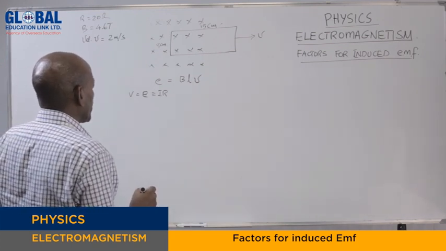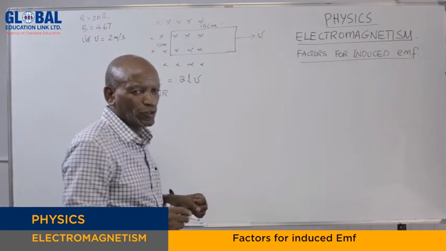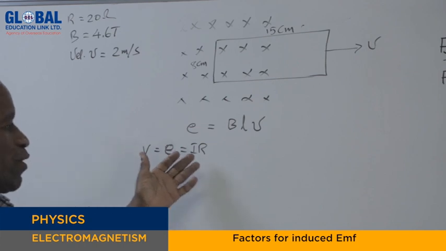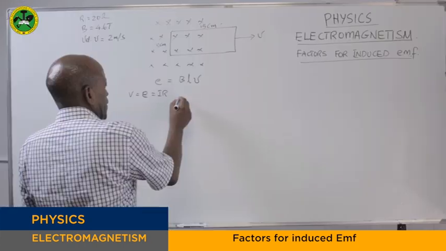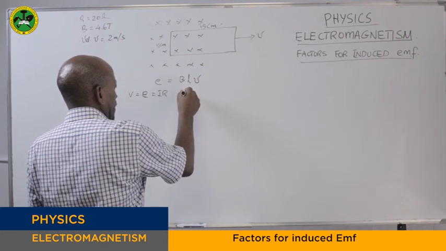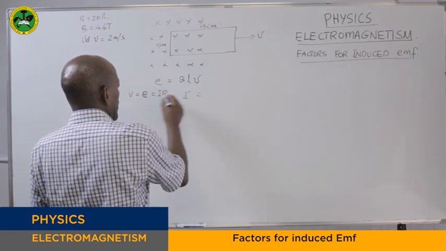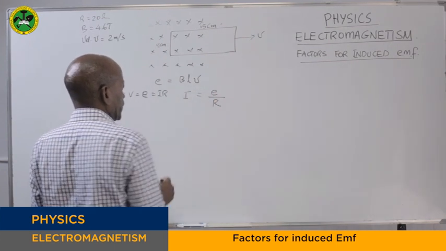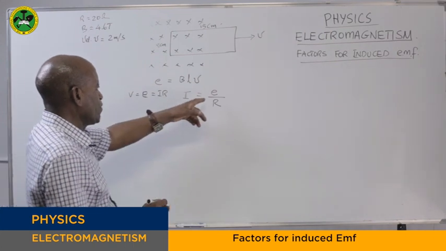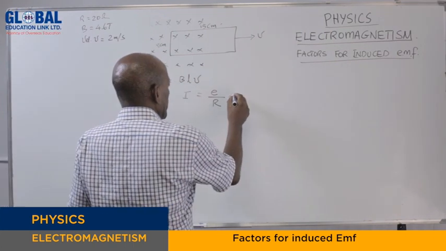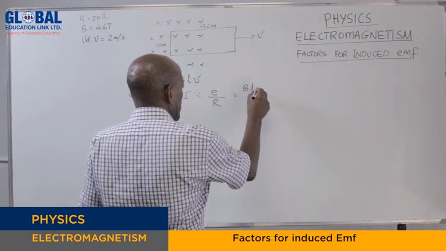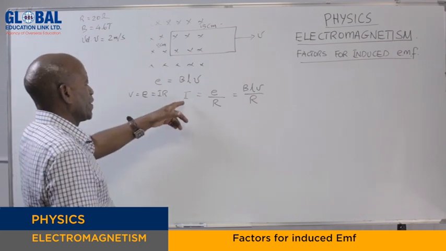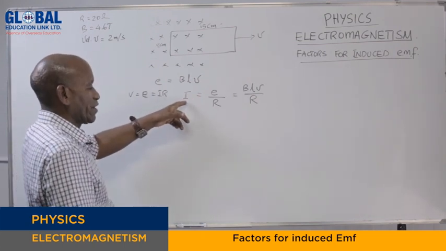We can solve this. The EMF E is equal to V, from Ohm's law, which is equal to I times R, such that the current I will be equal to the induced EMF E over R. And the induced EMF E is equal to BLV. So this will be equal to B times L times the velocity V over R. This is the induced current now.